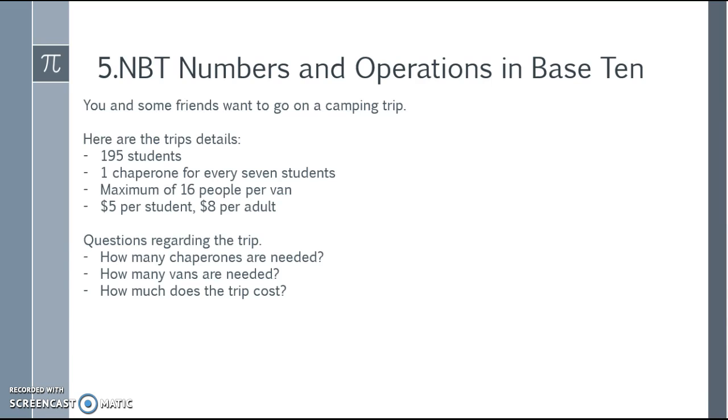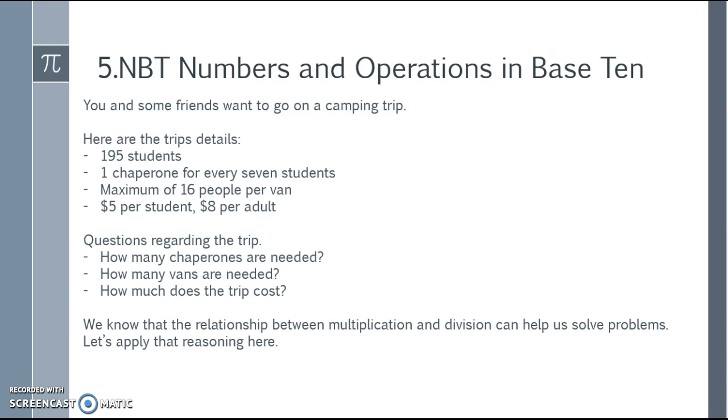You and some friends want to go on a camping trip. Here are the details. 195 students, 1 chaperone for every 7 students, a maximum of 16 people per van, $5 per student, and $8 per adult. We need to know how many chaperones are needed, how many vans are needed, and how much the trip costs. So we're going to break it down little by little.